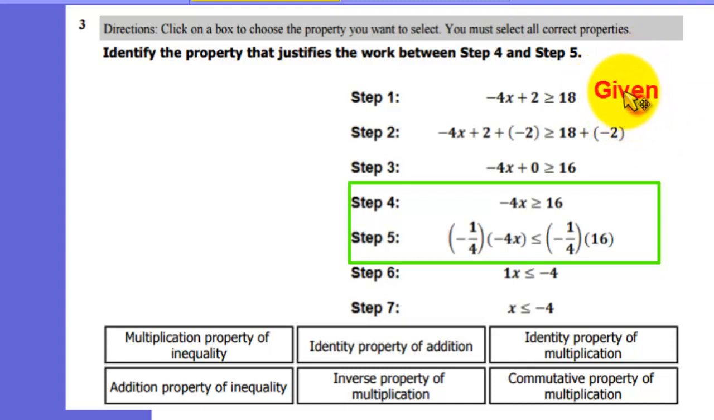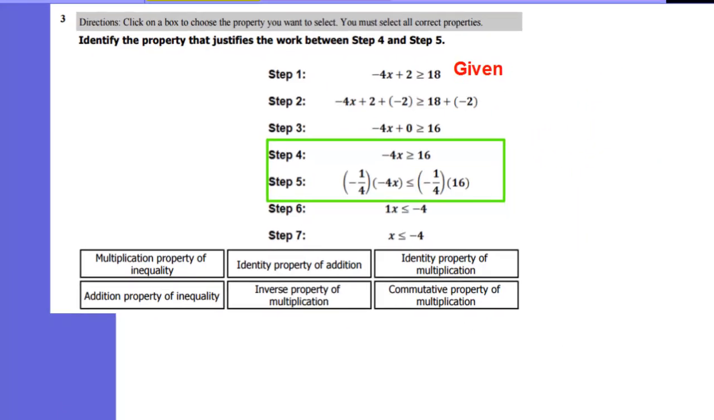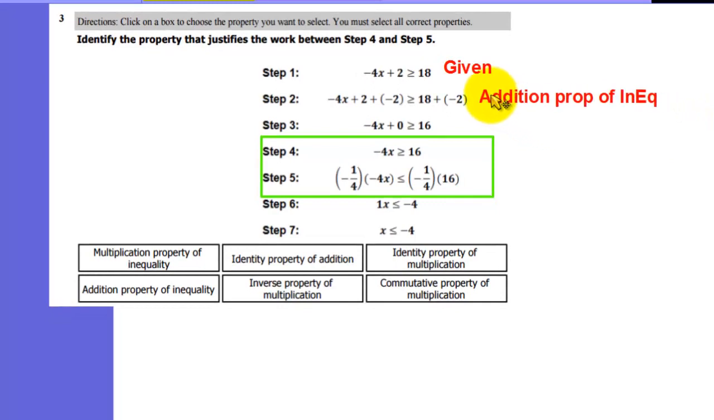From step 1 to step 2, we just added a negative 2 to both sides. So we can say addition property. Now, if we don't have addition property as one of the options here, then we can just say subtraction property. Now, from step 2 to step 3, we just added 2 and negative 2. It became 0. So 2 plus negative 2 equals 0 is actually additive inverse.